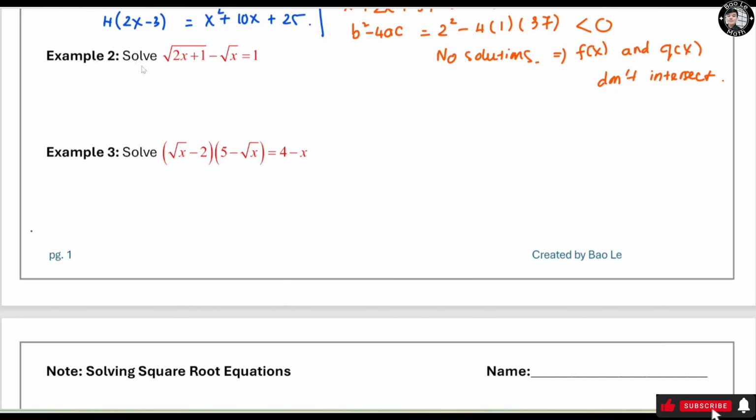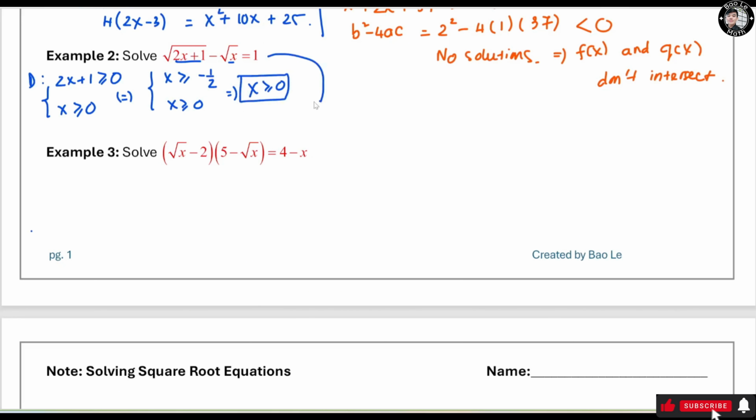Now let's move on to example number 2. We're going to solve this equation. First we need to find the domain. So the domain is going to be 2s plus 1 greater than or equal to 0 and s greater than or equal to 0, these two conditions right here. Then it's going to be s greater than or equal to negative 1/2, and s greater than or equal to 0. We're going to combine these two, so s greater than or equal to 0 is the final domain.